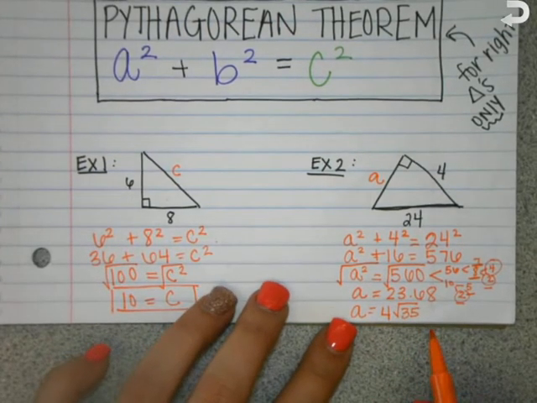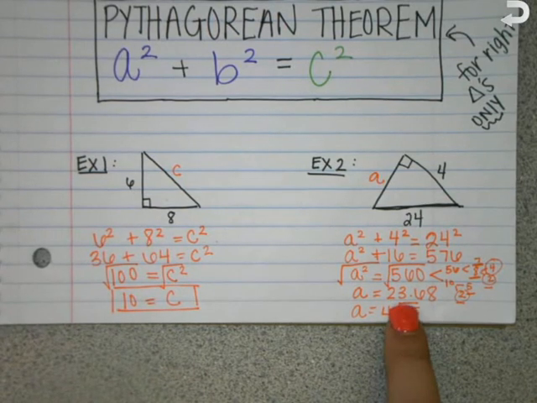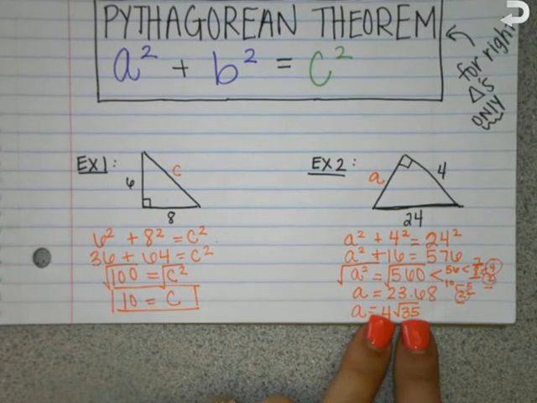When you put that in the calculator, it also comes out to 23.68. Here's what I want you to do. On your homework, you are more than welcome to use a calculator. Try to also keep it in radical notation, okay? Just try.